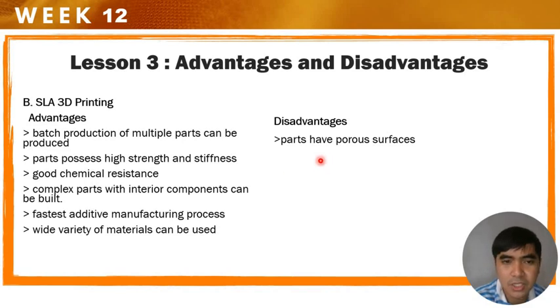Disadvantage: parts have porous surfaces because the parts here are being subjected to chemical solutions, and those chemical solutions make the surface or structure of the plastic materials porous, or surfaces that have small dots.